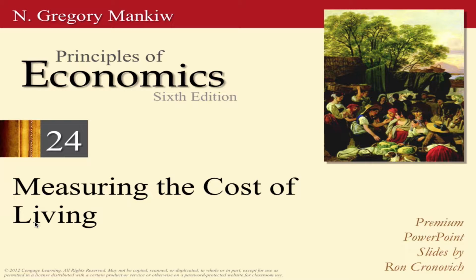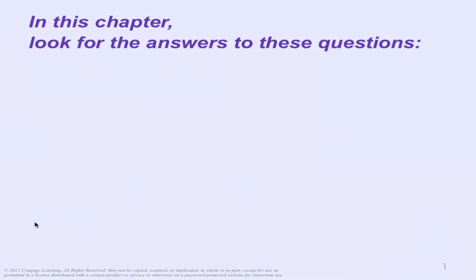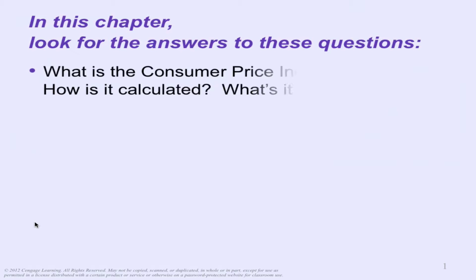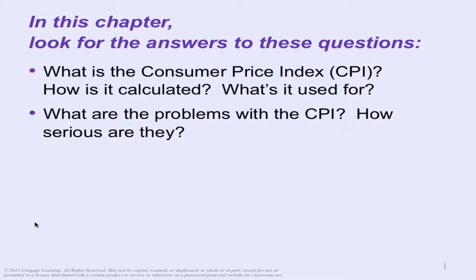Okay, cost of living follows directly on GDP because they are both related to inflation, quality of life, standard of living. So some basic things you're going to learn. What is the Consumer Price Index, abbreviation CPI? How is it calculated? How is it used?